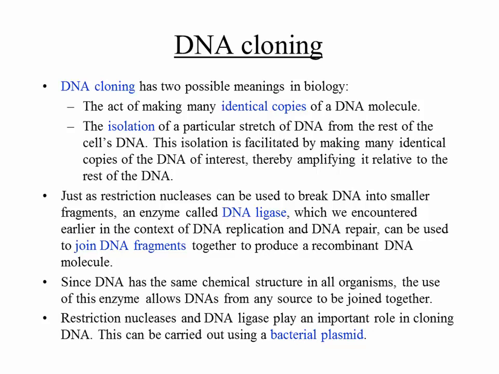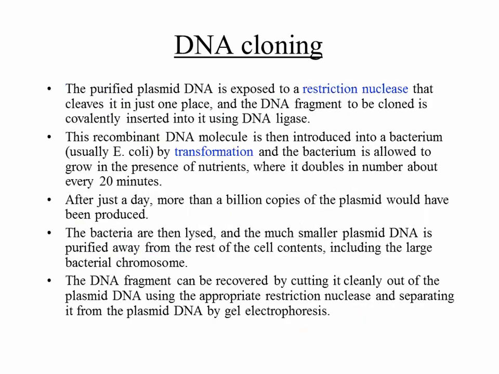And DNA cloning can be carried out using what is called a bacterial plasmid. A plasmid is a small circular DNA molecule. We have seen a plasmid in the context of what? Yeah, the bacterial fertility plasmid, we talked about that, maybe last lecture or the lecture before that.